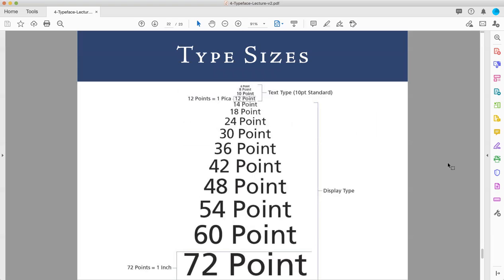Type sizes. Type is measured in points. And as a refresher, points have nothing to do with your computer. They don't mean anything in terms of pixels. Forget about it. It's not true. Points have to do with being 1/72nd of an inch high. 72 points makes 1 inch.